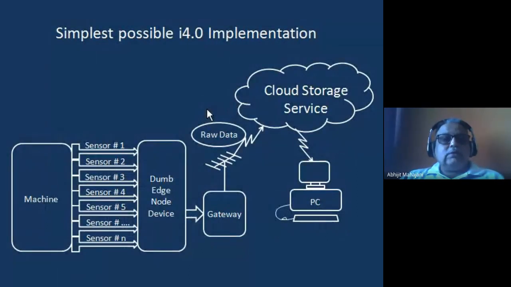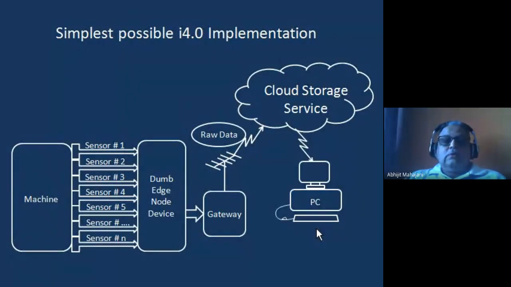So the simplest Industry 4.0 implementation, as per the original idea, was: you have a machine, you have sensors, and you have a dumb edge node which collects all the data, puts it to the gateway, and the gateway has got IoT connectivity, and it sends the raw data to the cloud, and whenever you need, you analyze the data on a need basis. This is very simple to implement, and to start with, this is a good thing to do.